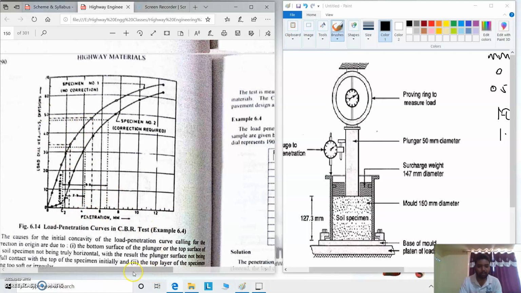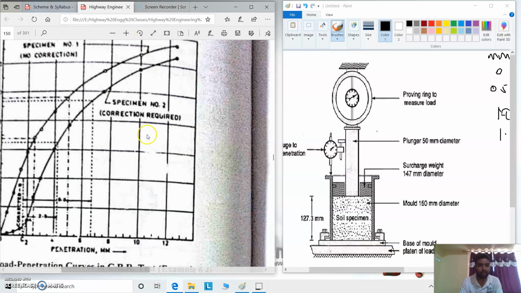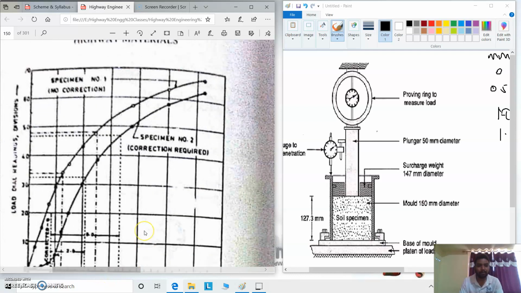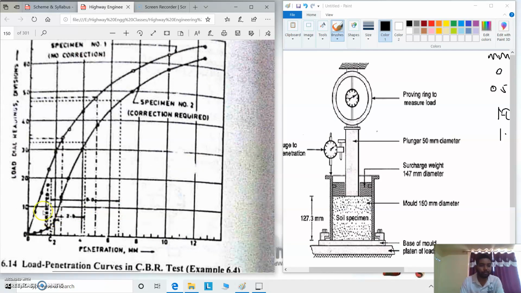After getting the results, we can plot the graph. These two curves represent two specimens, specimen number 1 and specimen number 2, and load versus penetration is considered in the normal graph, right? Many readings were observed for specimen 1 and specimen 2, and those are plotted as load against penetration.